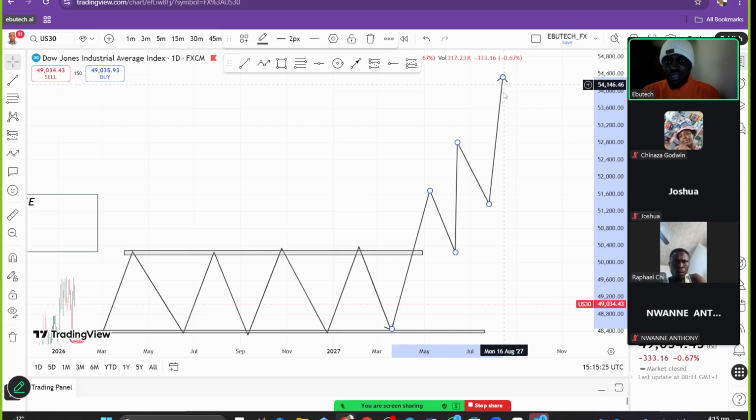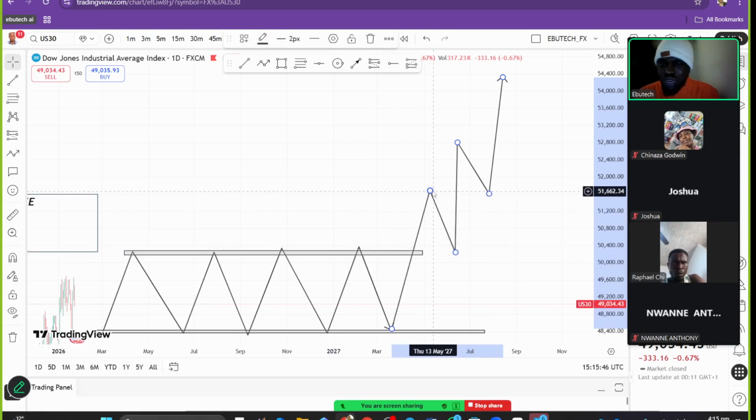You now enter. That means it has already shown you that, okay, I want to buy you. Once it has broken this consolidation zone, it will now tell you that it wants to buy. You understand? What do you now do as a trader? You wait for it. Don't enter when it breaks. You just wait for it patiently.